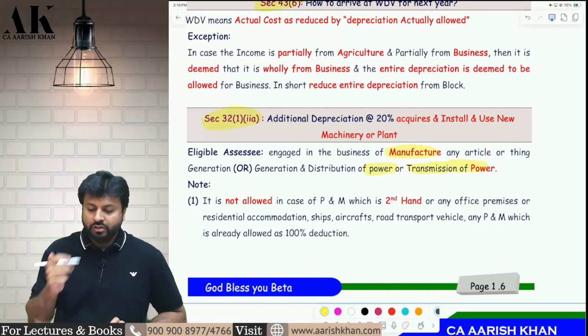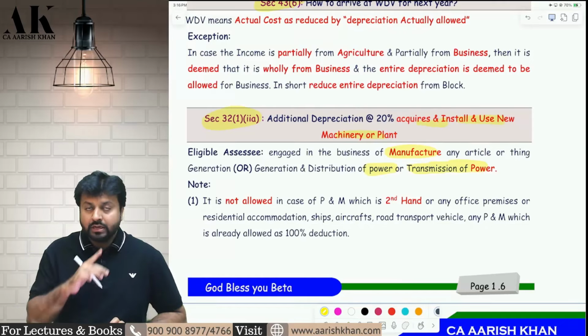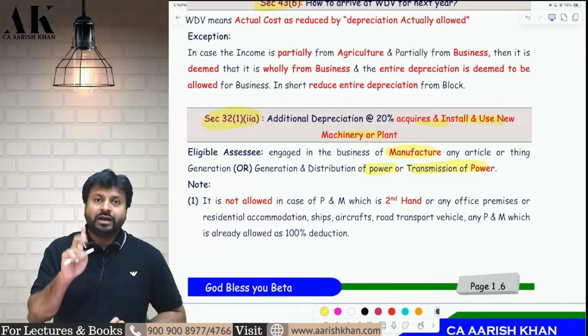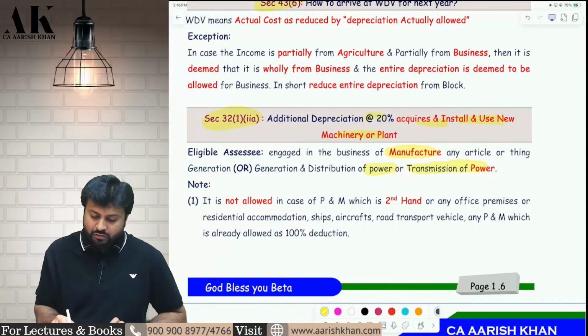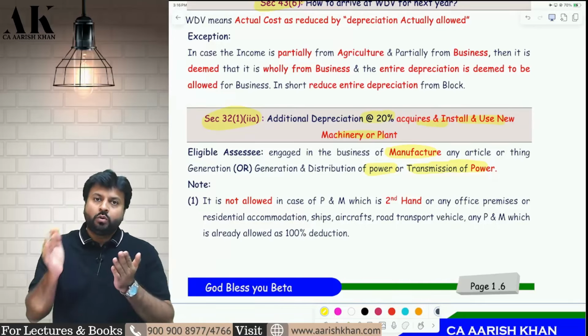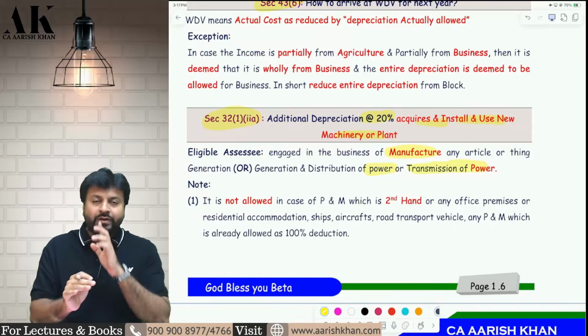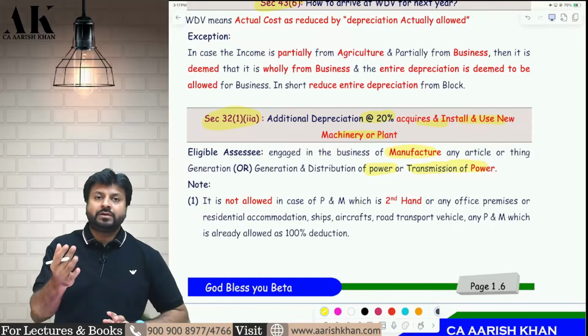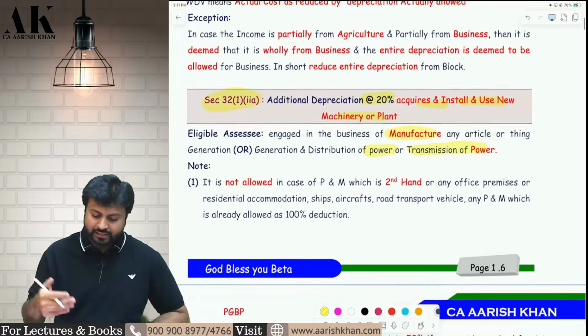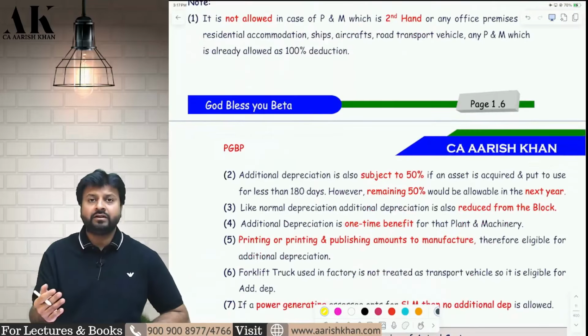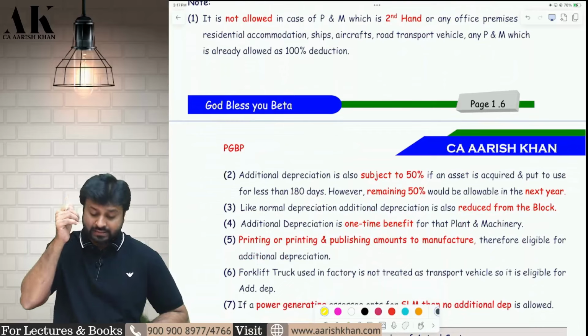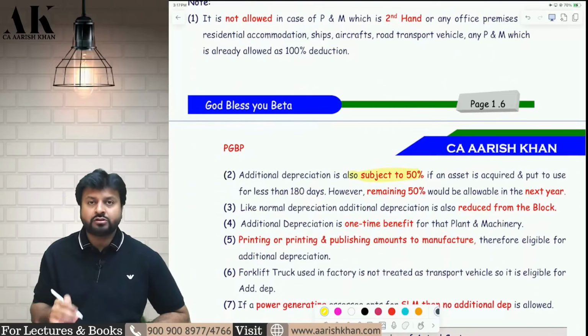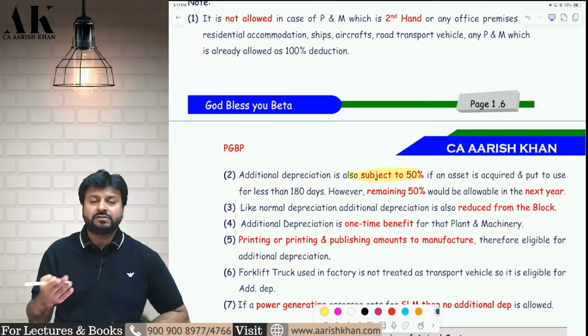What am I supposed to do? You are supposed to acquire, install and use new plant and machinery. You will get 20% additional depreciation. Whatever normal depreciation is there, that you will get. Apart from that, you will get 20% additional depreciation. Sir, will this additional depreciation also become half if I put to use the asset for less than 180 days? Yes, this additional depreciation will also become half if you put to use the asset in the current year, in the year of purchase, for less than 180 days.